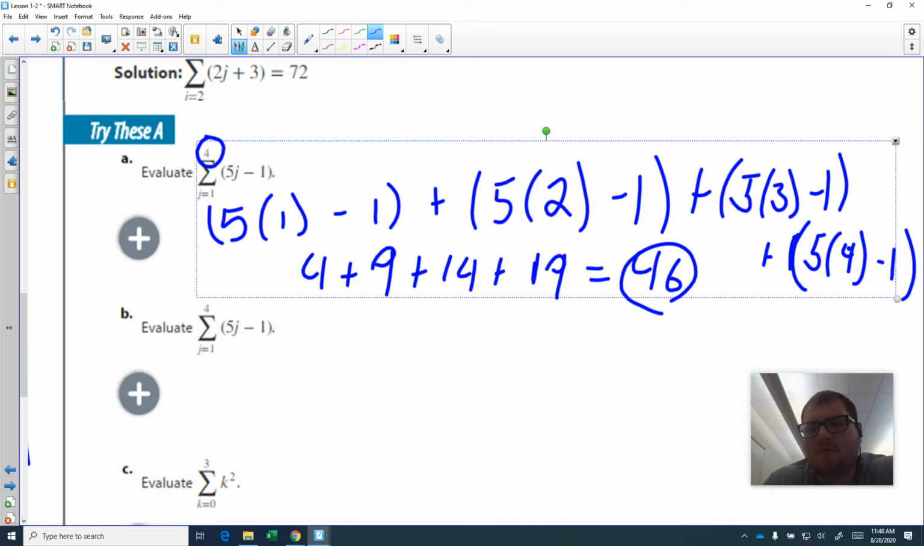Okay? And that's really all a sigma notation is. It's going to help describe to us, basically, if I take a pattern, if I want to know the sum of a certain portion of that pattern, where am I sitting at? Okay?